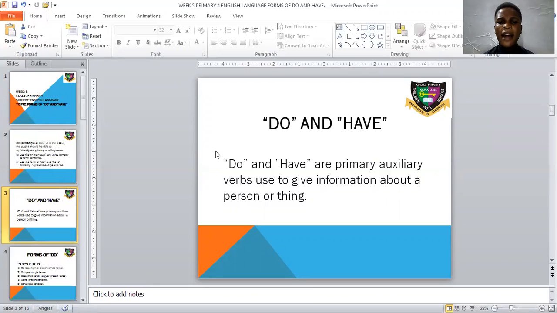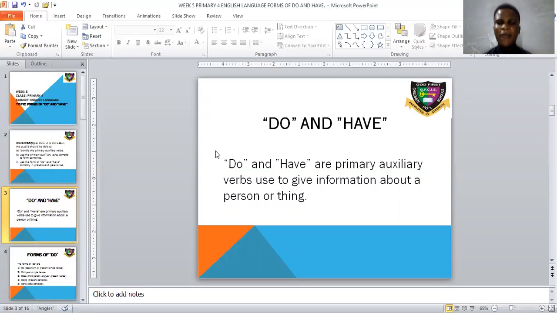Now, let's move to the subject matter, which is do and have. Do and have are primary auxiliary verbs used to give information about a person or thing. Again, I repeat, do and have are primary auxiliary verbs used to give information about a person or thing. That is a simple definition of what do and have is all about.